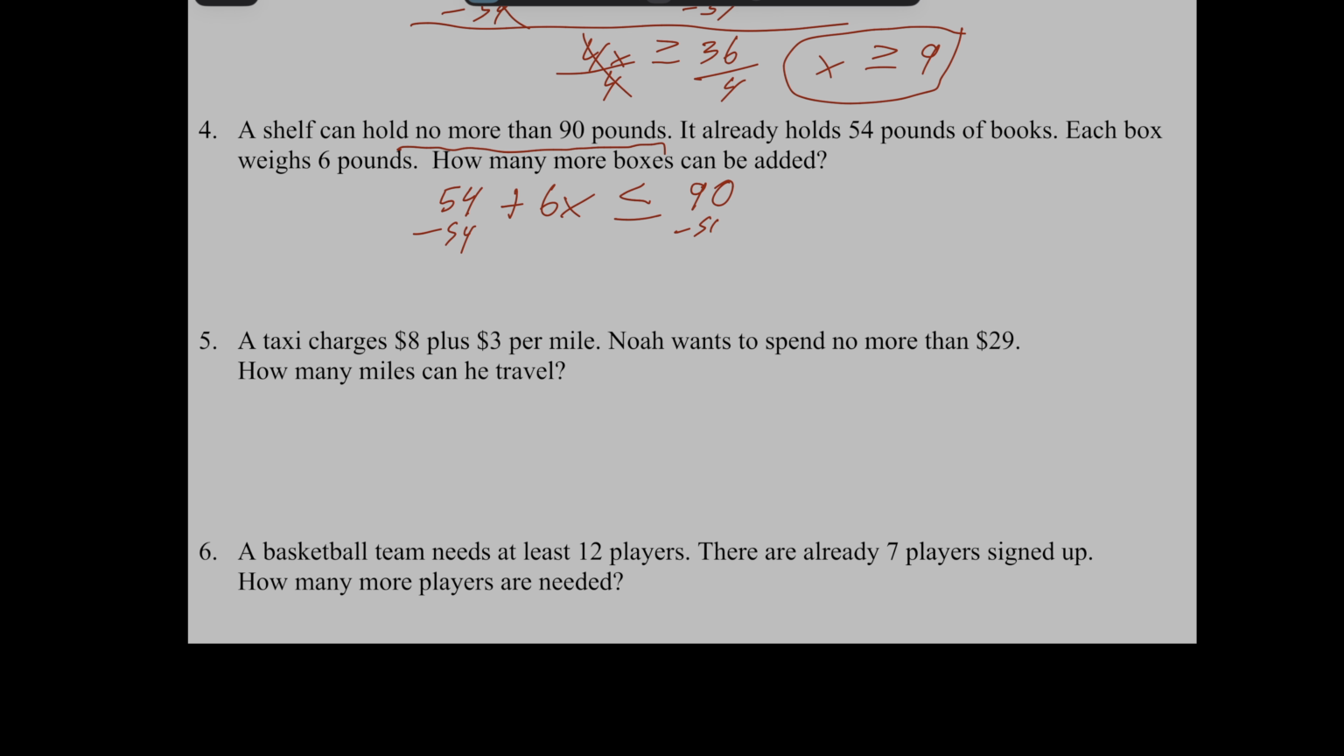Now I'm going to solve it by subtracting 54 on both sides. I get 6x needs to be less than or equal to 36. And when it's all said and done, I'm going to get x that needs to be less than or equal to 6. I can put up 6 boxes. I can put up 5. I can put up 4. I can put up 2, but don't ask for 7 or else that shelf's going down.